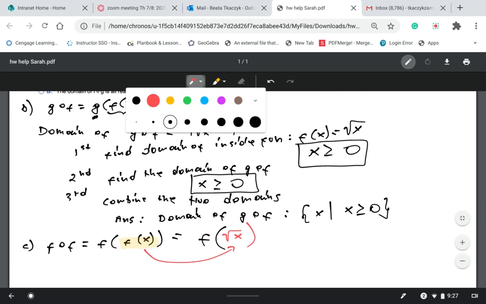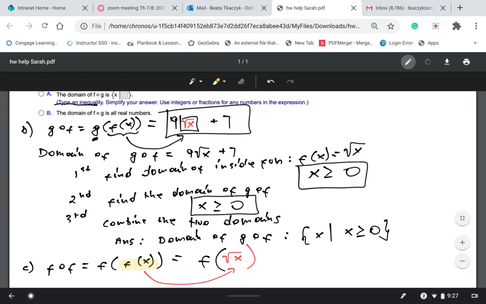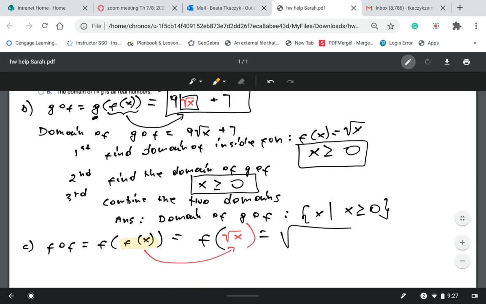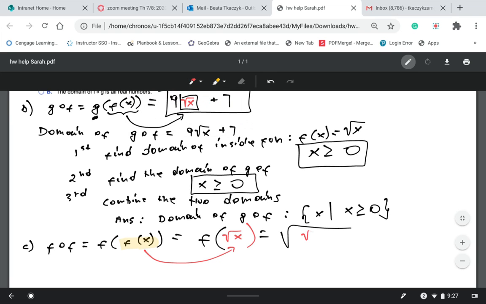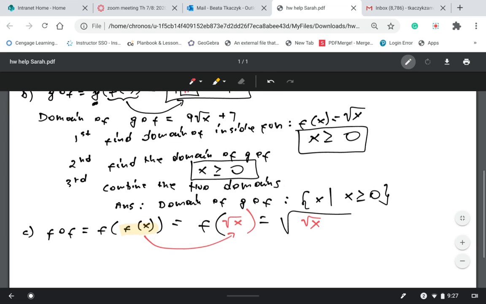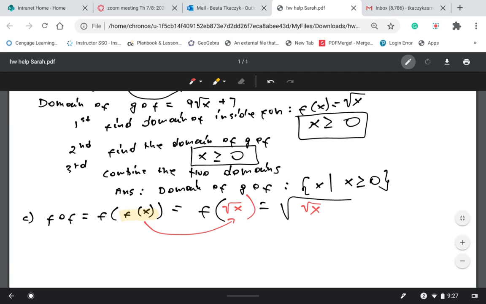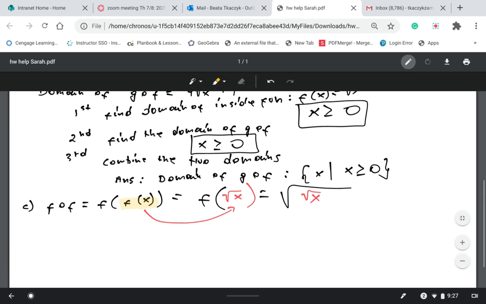So what we're going to do, we take function f, which is square root of x, right? And where I used to have an x, I'm plugging in square root of x. Okay, so this is our f composed with f. And now we have to find the domain.